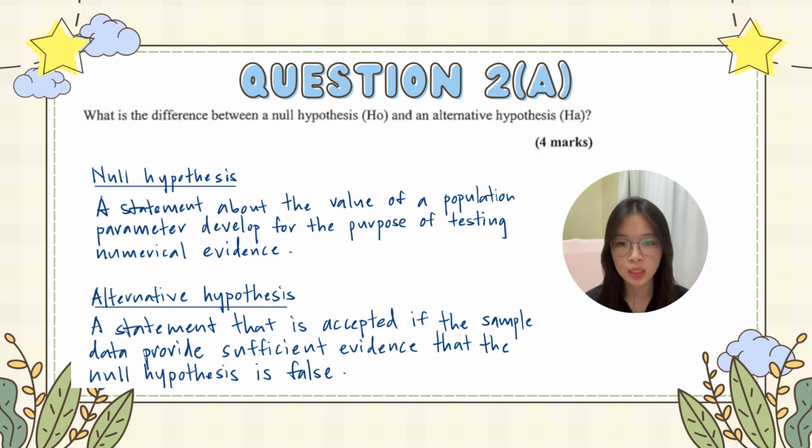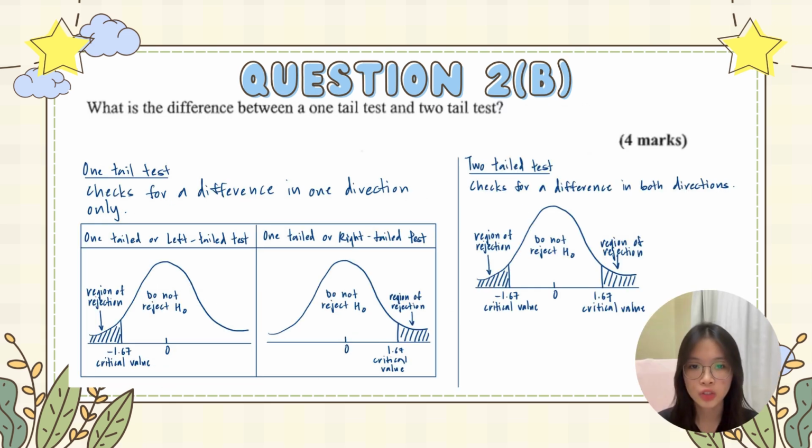The question asks about the difference between the null hypothesis and the alternative hypothesis. So the null hypothesis is a statement about the value of a population parameter developed for the purpose of testing numerical evidence, while the alternative hypothesis is a statement that is asserted if the sample data provides sufficient evidence that the null hypothesis is false.